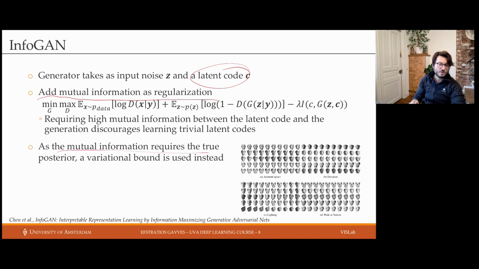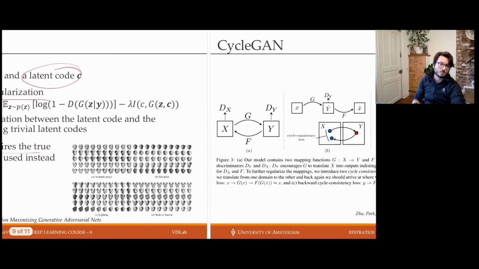As mutual information is a quantity that requires the estimation of the true posterior, the paper relies on a variational approximation to do the learning.